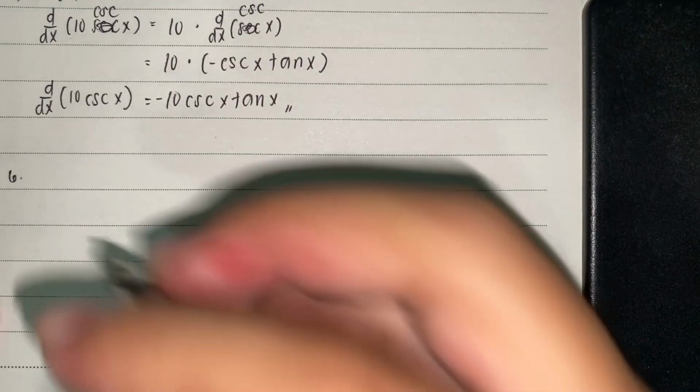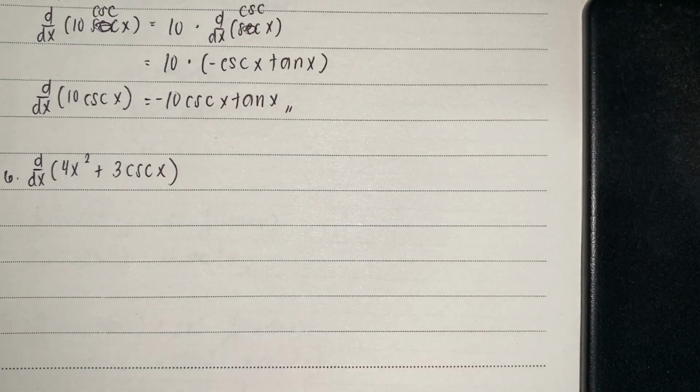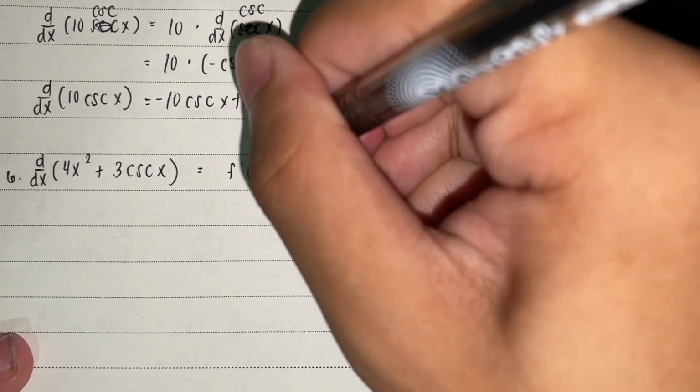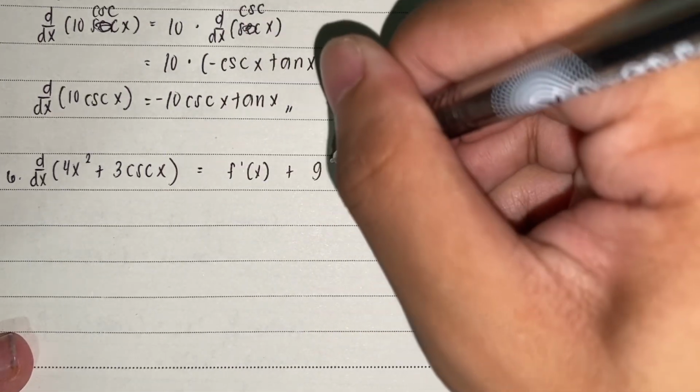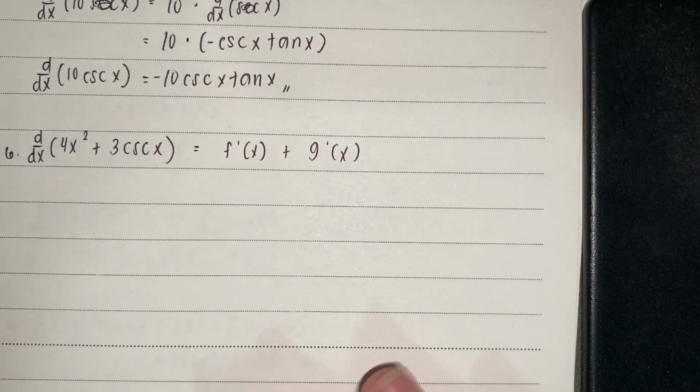So let's try the derivative of 4x squared plus 3 cosecant x. So we're going to use the addition rule, which states that we're going to find the f prime of x and then the derivative of g of x.